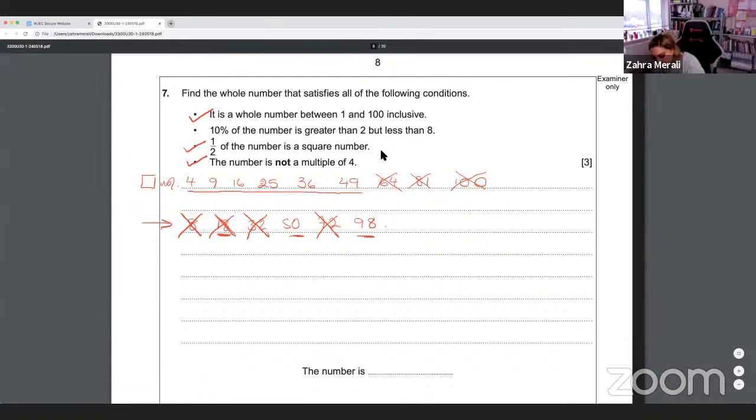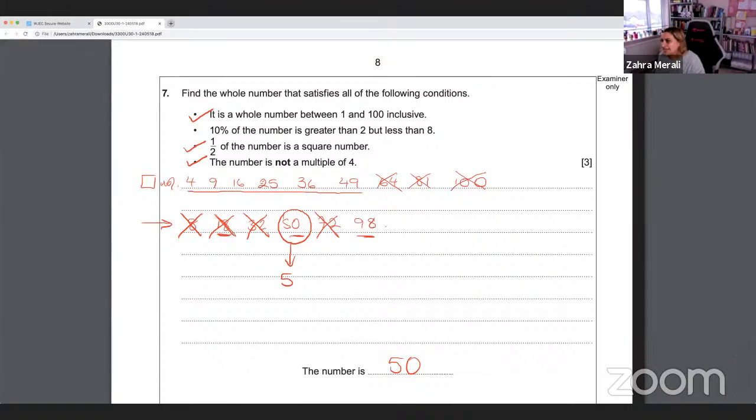And we're saying it is greater than 2. Well, 10% of 50 is 5. That is greater than 2, and it's less than 8. Well, hey, I think we found our number. It's 50. But let's double check with our last option. 98, 10% would be 9.8, which is greater than 2, but it's not less than 8. So the number is 50.